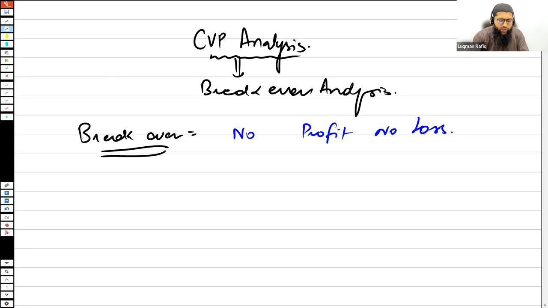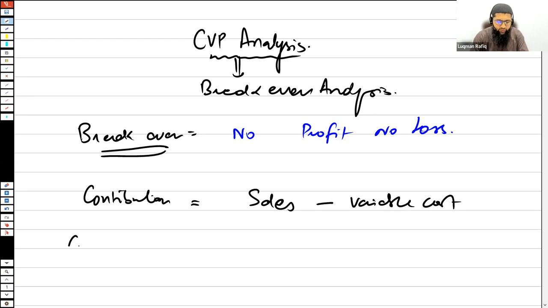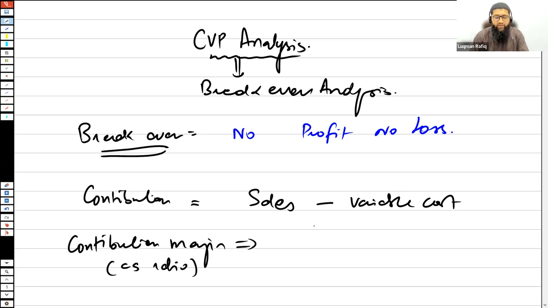And in order to do the break-even calculations, there are different concepts that we need to keep in mind, which is contribution. So contribution is your sales minus variable cost. That's what a contribution is. If I talk about the contribution margin, another name for the contribution margin is actually the CS ratio. And what exactly is a CS ratio or the contribution margin?